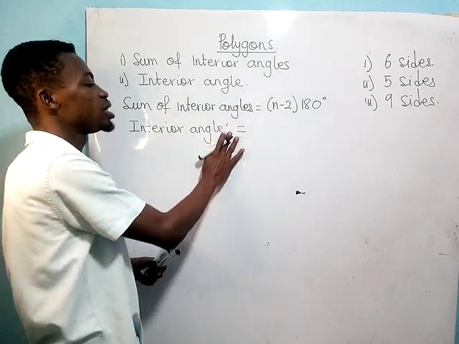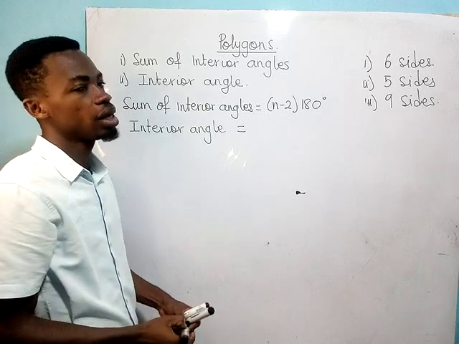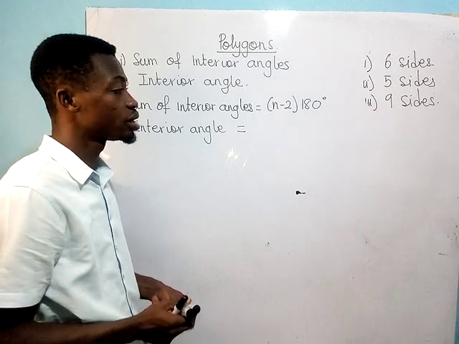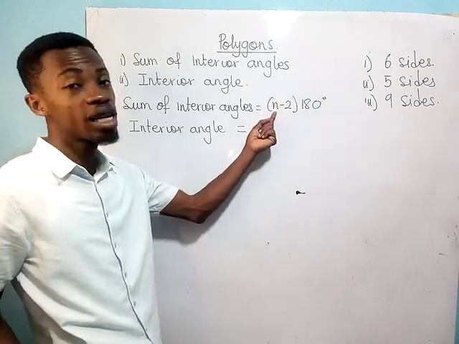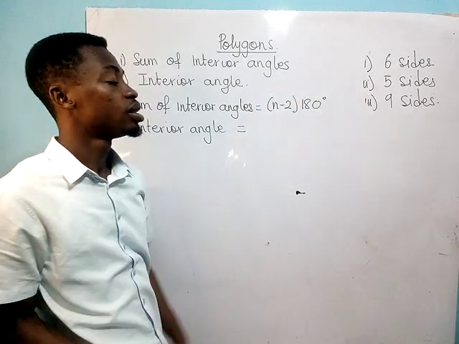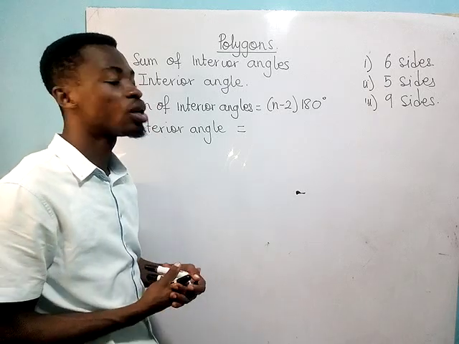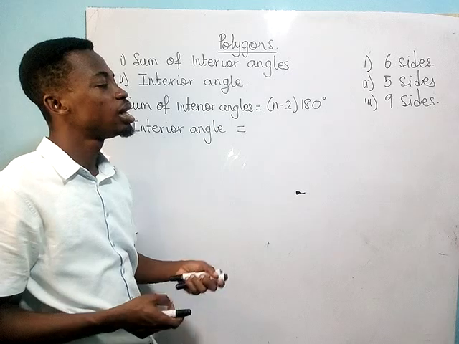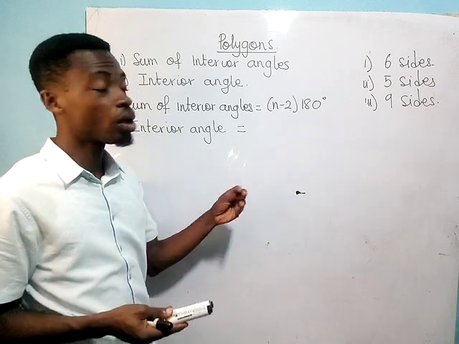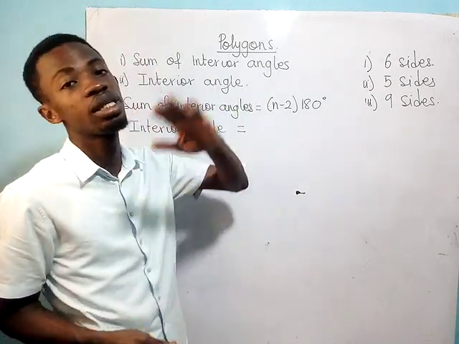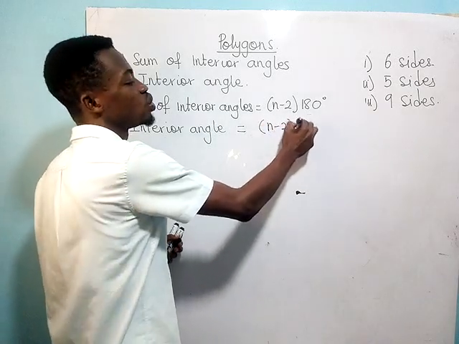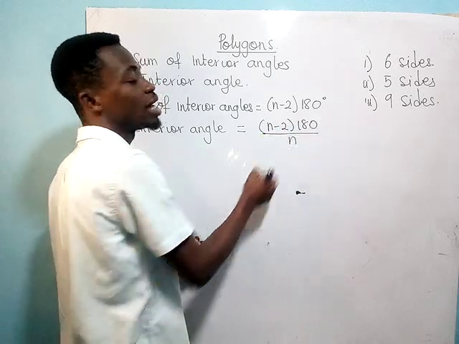Our next focus is the interior angle. Now let's do a bit of analysis here. To find the sum of interior angles, one of the key things we use is the number of sides. So the number of sides determines the sum of interior angles. Now to find each interior angle, it is basically the sum over the number of sides. And understand that with regular polygons, the number of sides is always the same as the number of angles. So to find the interior angle, it is n minus 2 times 180, which is the sum, over the number of sides.